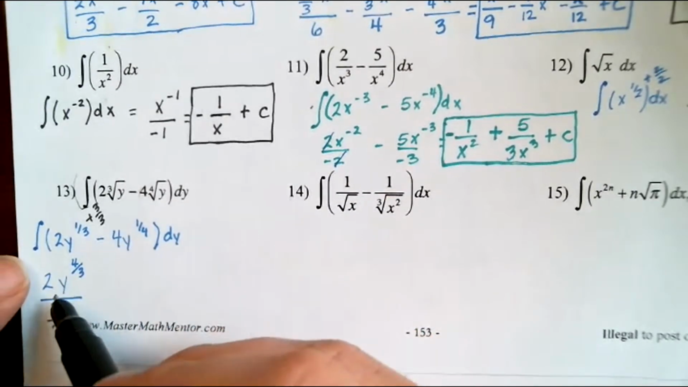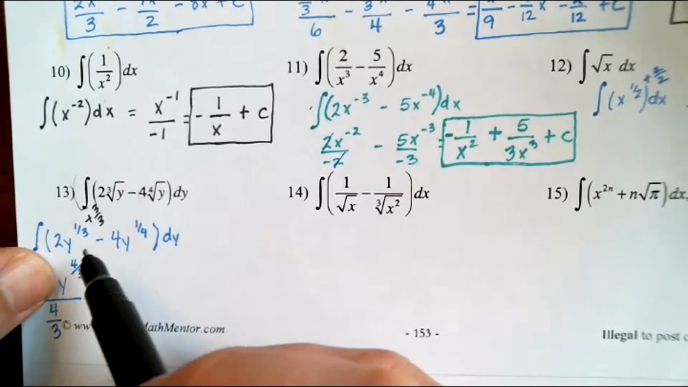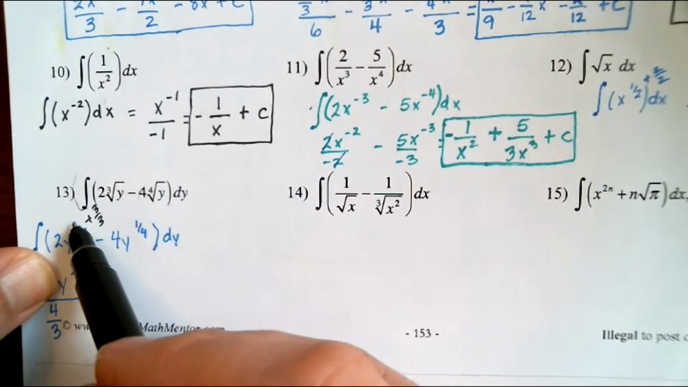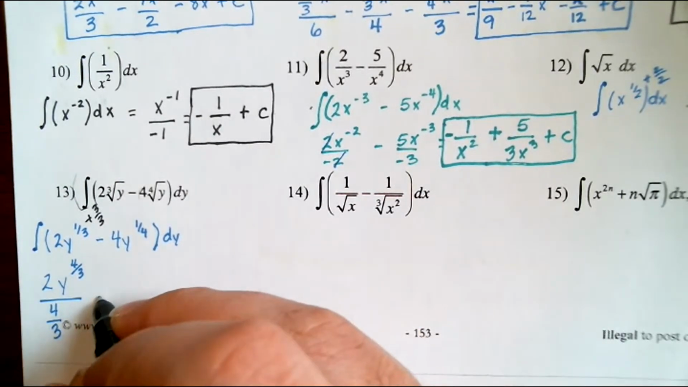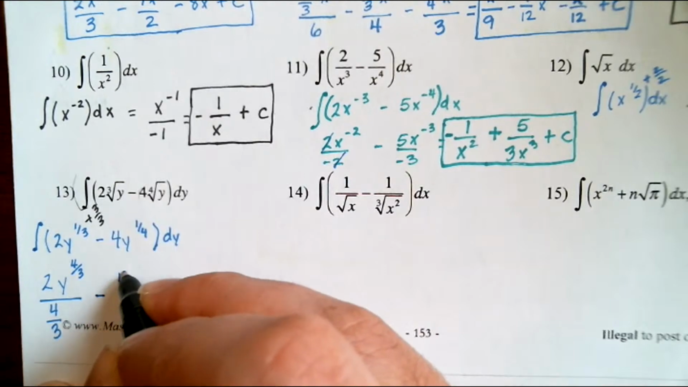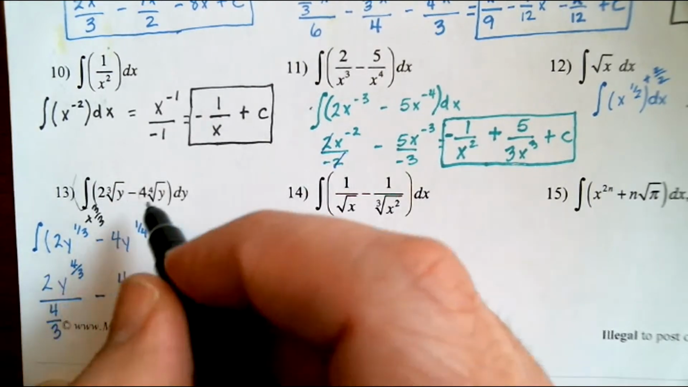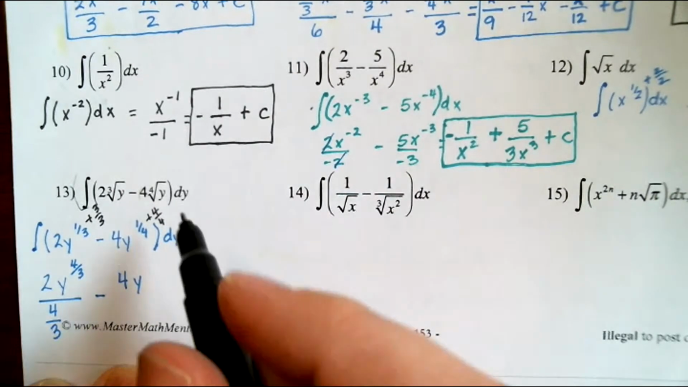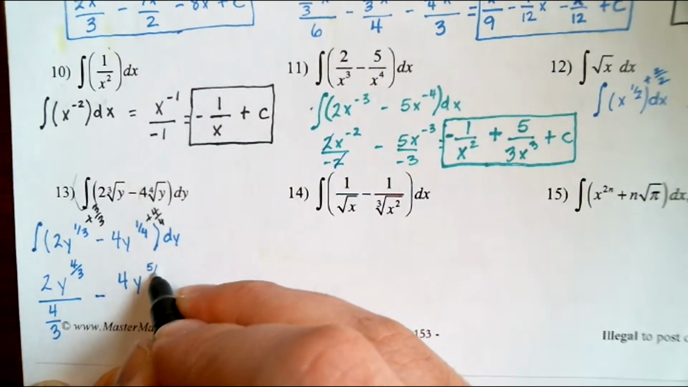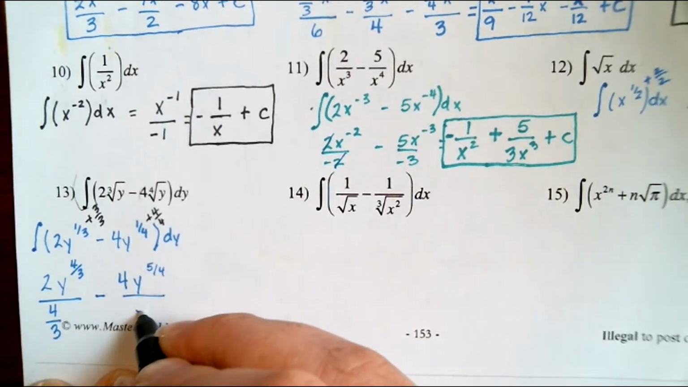Again, 2 is a constant, so we can kind of take it out. And then y to the 1/3, add 1 to the power, and then that will be our denominator as well. And then we say minus 4 is going to be there. And then y to the, and then here we would have plus 4 over 4. And that would be 5 over 4 all over 5 over 4.